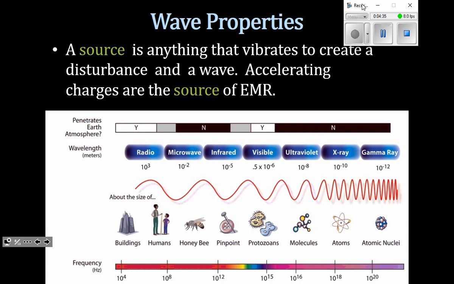So what exactly do we talk about when we talk about the source? The source is anything that vibrates or creates a disturbance and a wave. In terms of EMR, what is the source of it? It's going to, again, be the accelerating charges. Accelerating charges are always the sources of those waves.